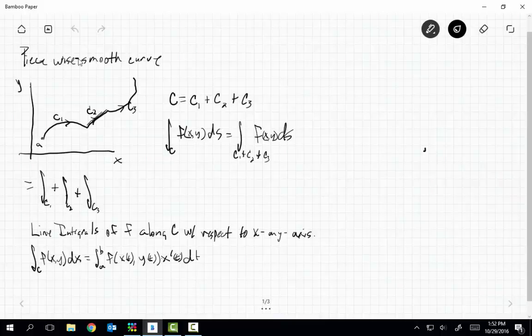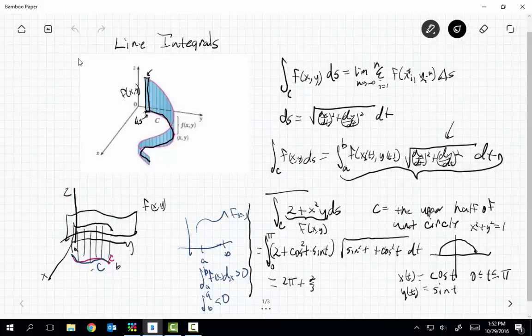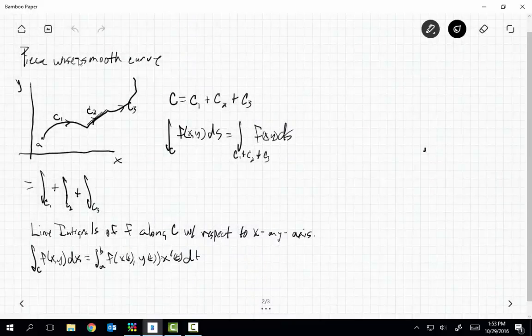So think of this, if I go back here, if I'm only worried about x, then what happens here? Well, this dy over dt squared part disappears, and I end up with dx over dt, which is just x prime of t squared, the square root of that. So that's where this comes in. Similarly, I can do the same thing with respect to y, and this becomes the integral from a to b of f of x of t, y of t, and then predictably, y prime of t dt.